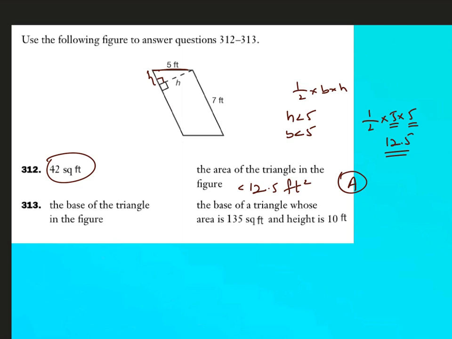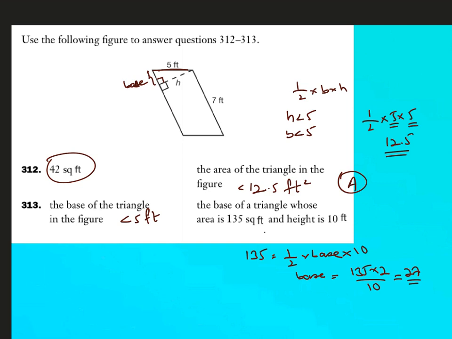Now, the second part is saying the base of the triangle in the figure, which is this. Again, I just know this is less than 5 feet. That's all I know. Now we are comparing this to the base of a triangle whose area is 135 and the height is 10. Now area is half into base into height. Now from here, if I find the base, it's actually 135 into 2 upon 10. That's 270 upon 10, 27 feet.